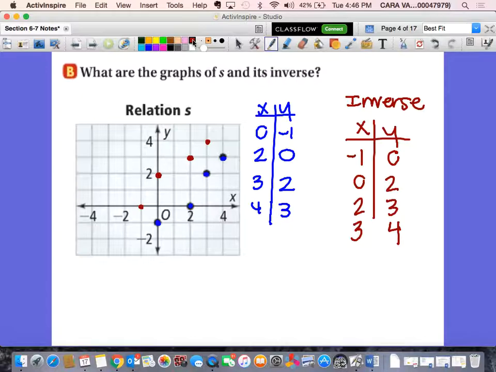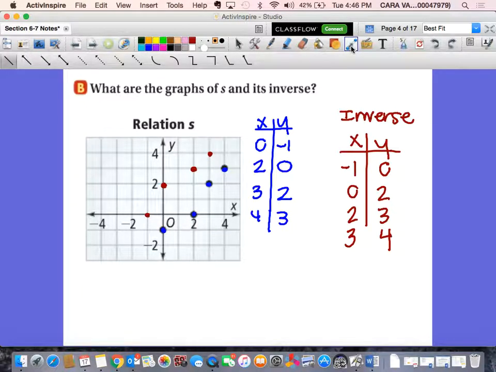Now, we have the relation graphed in blue and we have its inverse graphed in maroon. Now, this is another cool part that I kind of want to show y'all. I'm going to go ahead and plot the line y equals x. And if you look at that line y equals x, along with the points of the relation and its inverse, those points are reflected over that line y equals x. They are a mirror image of each other over that line. So that's how you know you actually did the inverse correctly.